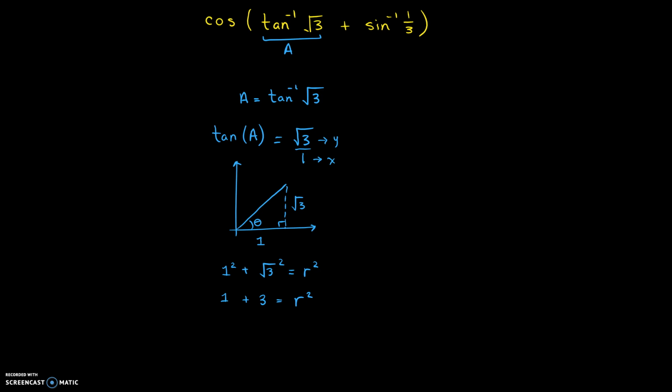So here we ended up with 1 plus 3 equals r squared. Again, 1 plus 3 is going to be 4, and then we take the square root. We're going to end up with r being equal to 2. So I'm going to go ahead and write that here. Well, that takes care of tangent.